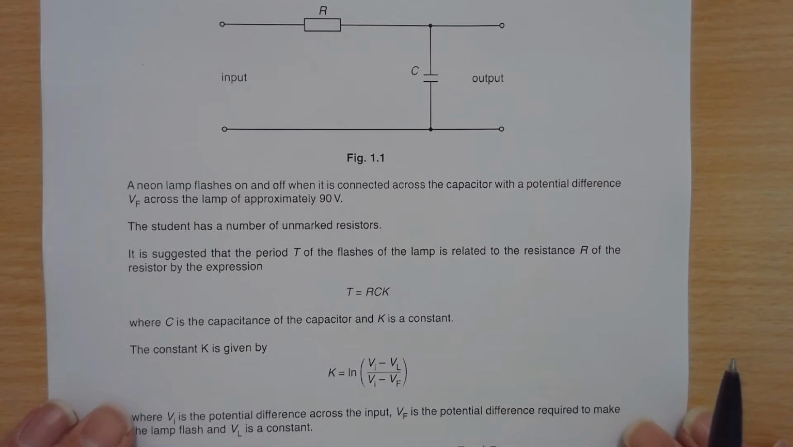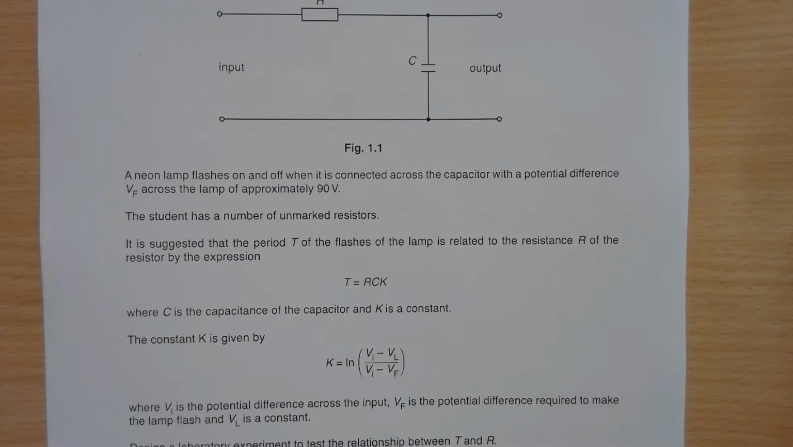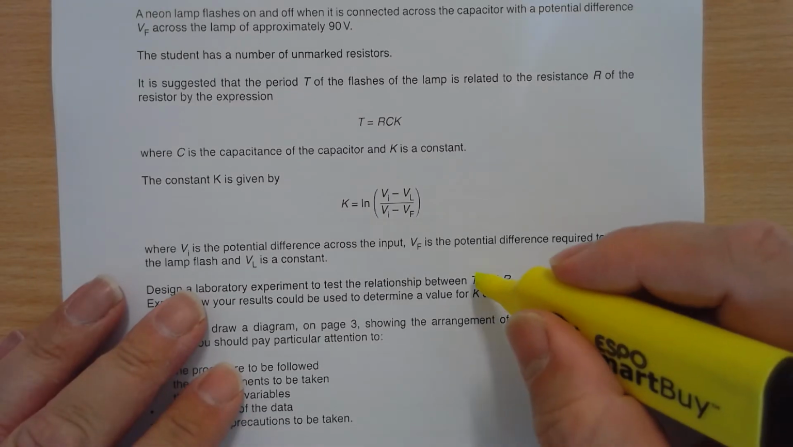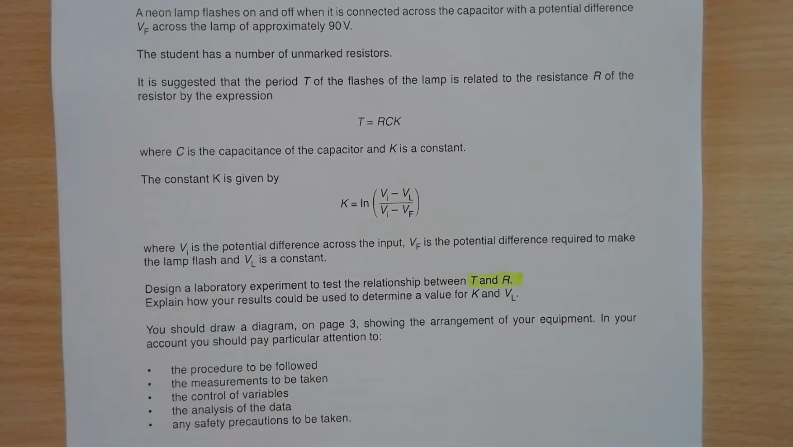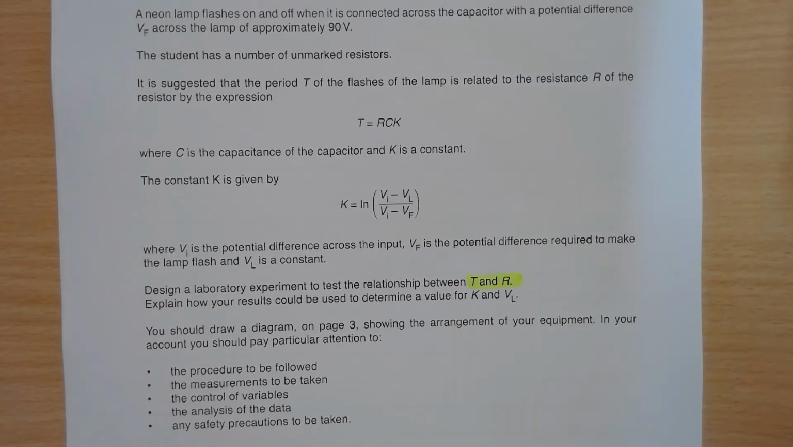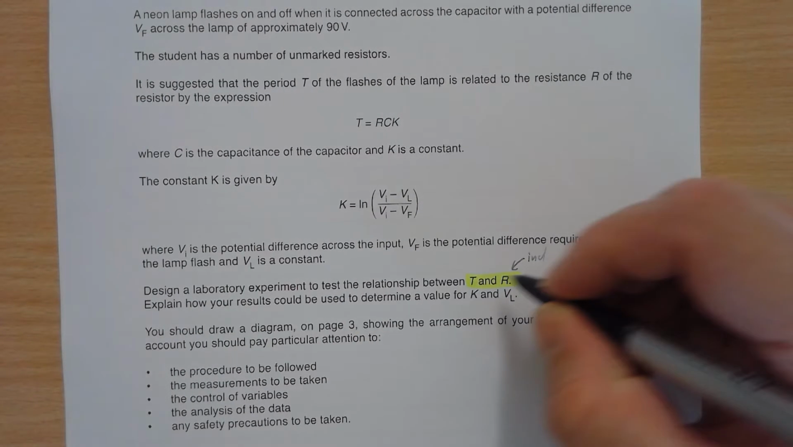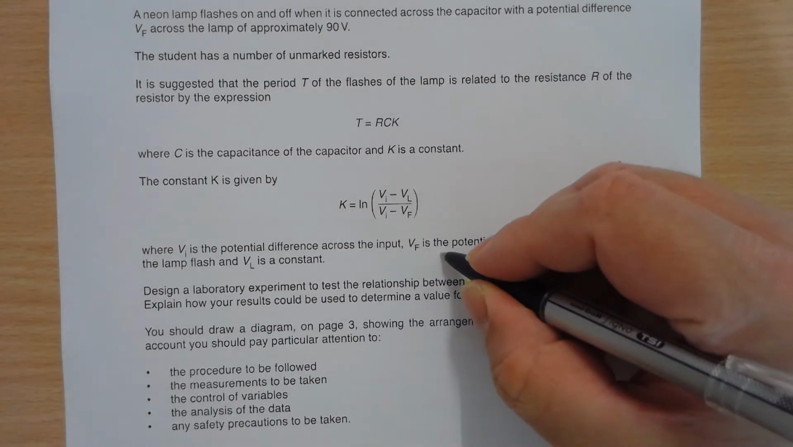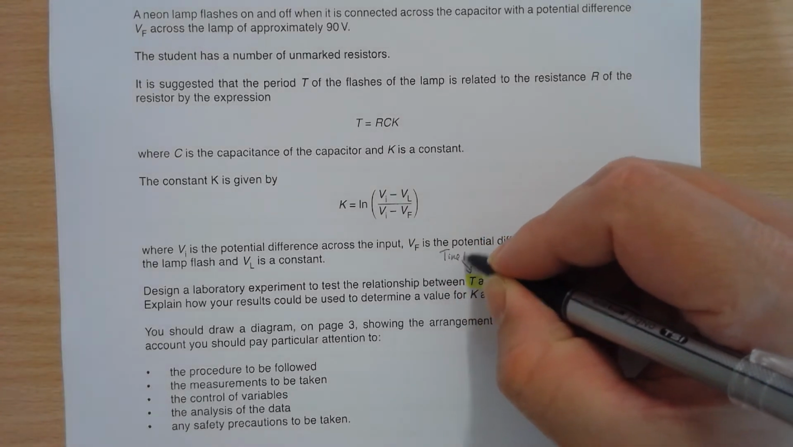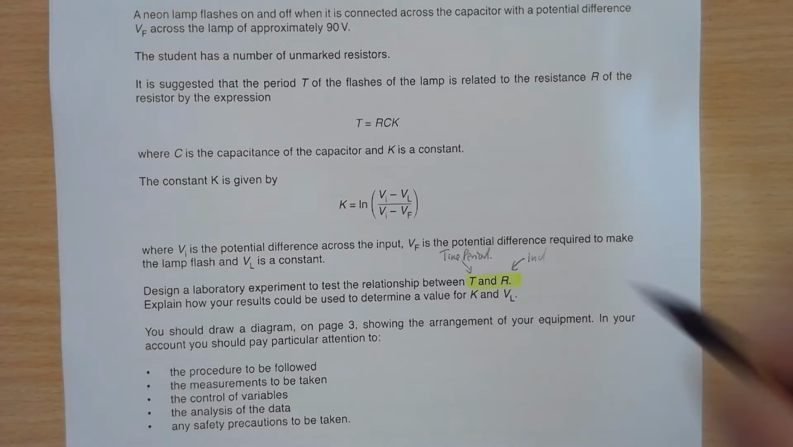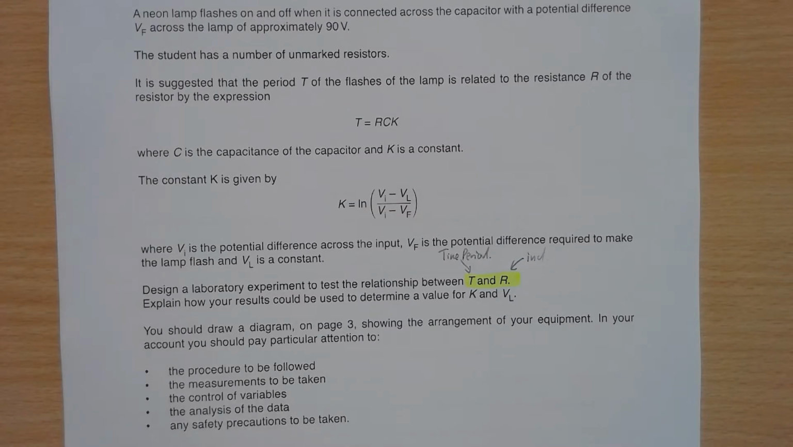Right, so first thing to think about is what's key here. Well, the key parts here are the idea that you're investigating the relationship between T, the time period of the flashes of the lamp, and the resistance. So resistance is something that you can set, so that's your independent variable, and the thing you're trying to measure is the time period. Okay, now you've got to think very carefully about explaining how results could be used to determine K and VL.